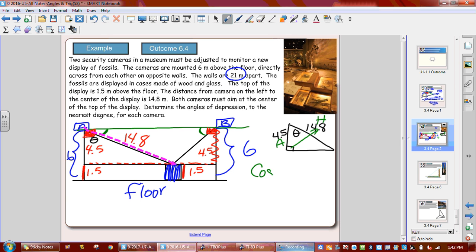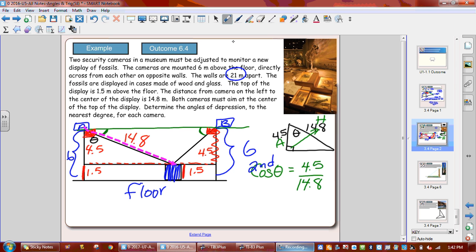So we're going to say cos of theta is 4.5 over 14.8. Now, in order to find the angle, we've got to hit the second button. So we're going to go second cos, and then we're going to divide the numbers. So second cos, 4.5 divided by 14.8. What do we get for an angle?